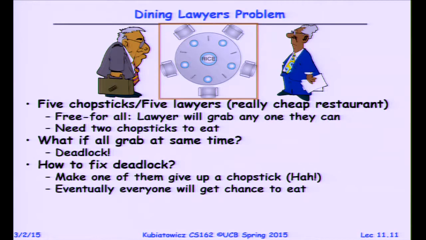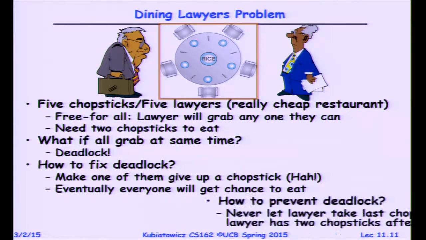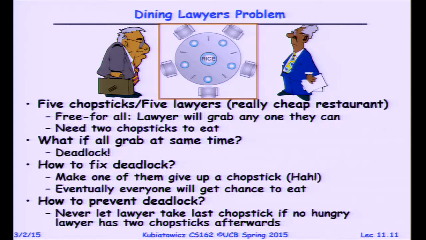Because if one of them gives up a chopstick, now somebody's got two they could eat, then they put their two chopsticks back, and so on, and suddenly everybody's got a chance to have two chopsticks at some point. How do you prevent deadlock here? Well, you can come up with a rule. Here's a rule: never let a lawyer take the last chopstick if no hungry lawyer has two chopsticks. Think about that again. Never let a lawyer take the last chopstick if some other lawyer doesn't have two.